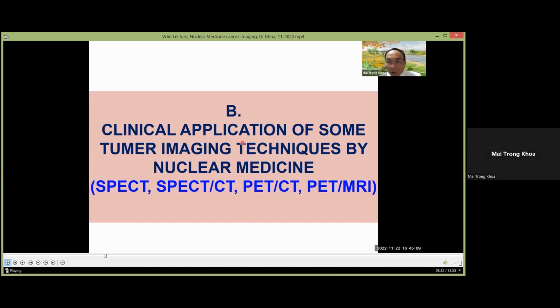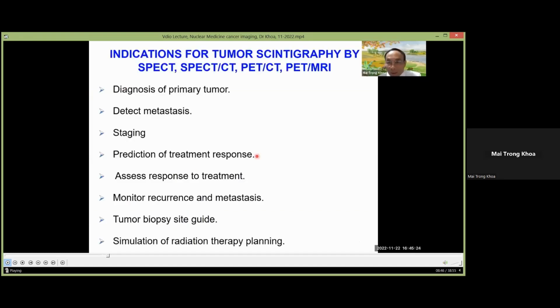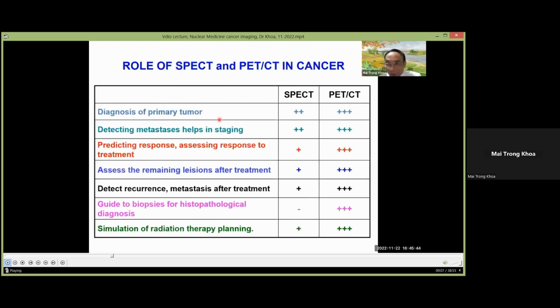Now we will look at some indications for tumor imaging using several nuclear medicine techniques, such as scintigraphy, PET, PET-CT, PET-MRI. This is about some indications for tumor imaging by nuclear medicine techniques, in which an important indication is simulation of radiation therapy supported by PET-CT. And it's easy to see that PET-CT has higher value in the clinical indication for cancer.